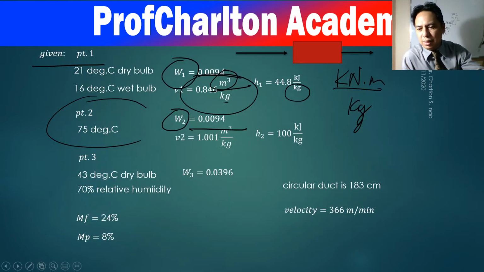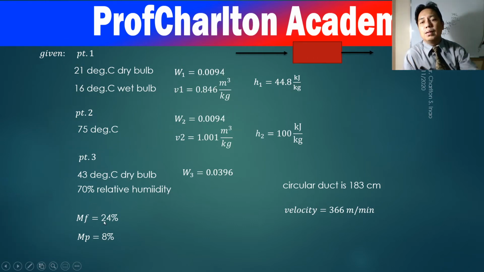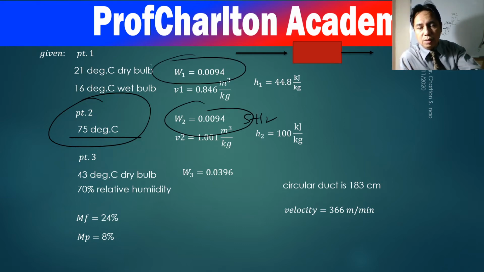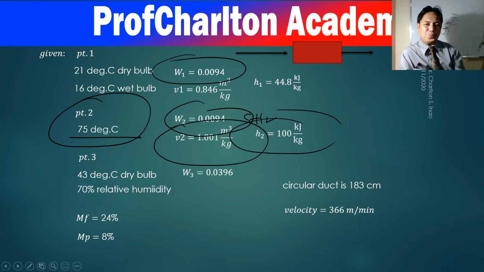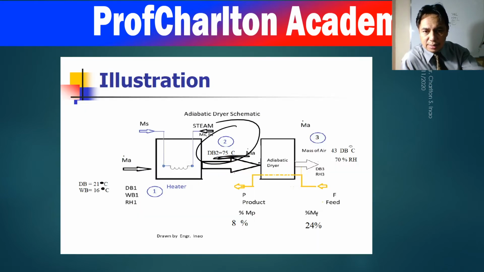Let me make it very clear. At point two, which we have 75 degrees, we were able to get the specific humidity 2, which is also the same as specific humidity 1. Then volume 2, 1.001 meter cube per kilogram. We were able to get the enthalpy 2. Now, last point. So our last point is point three.